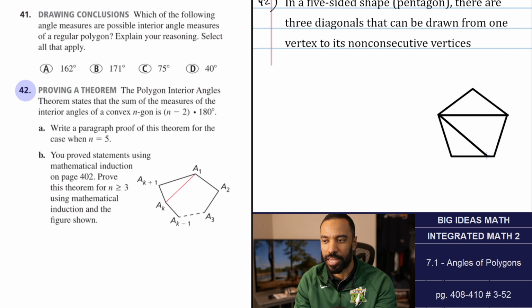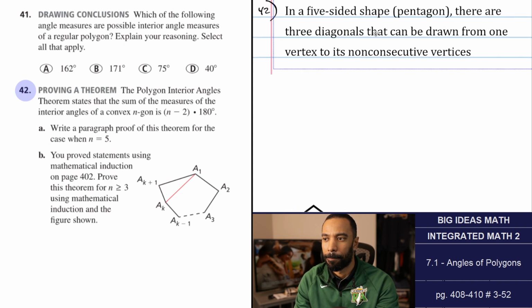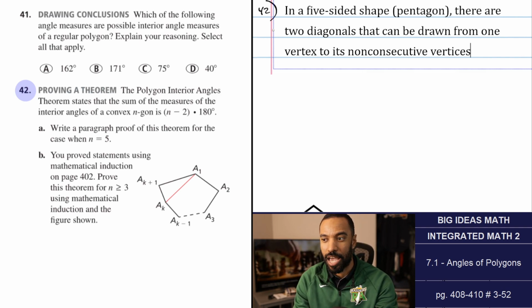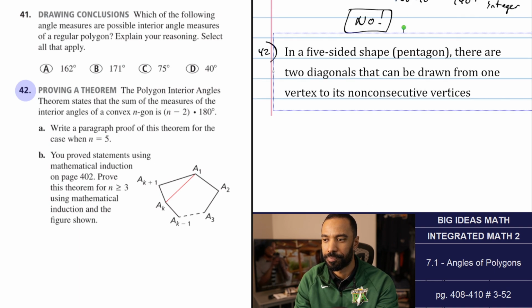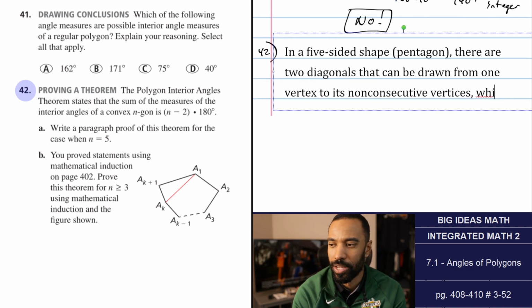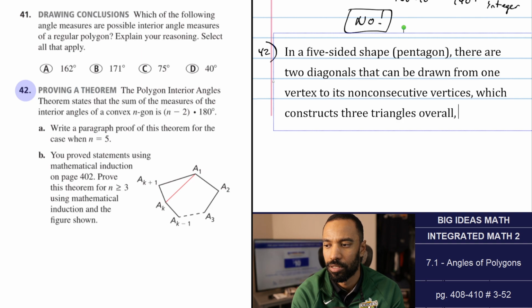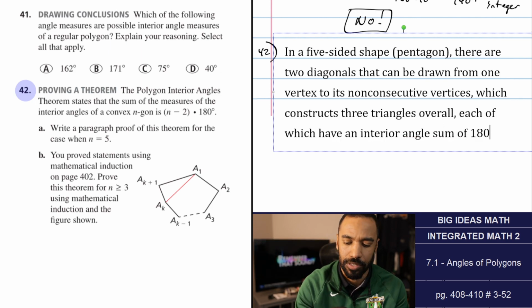This is kind of like the proof that they had before, only it's specific for 5, and we're going to do it in paragraph format. So boom and boom, right? Kind of looks like that. Okay, there are 2 diagonals that can be drawn. But it leads to how many triangles? 3. 3 triangles. 1, 2, 3. Which constructs 3 triangles overall, each of which has an interior angle sum of 180 degrees.